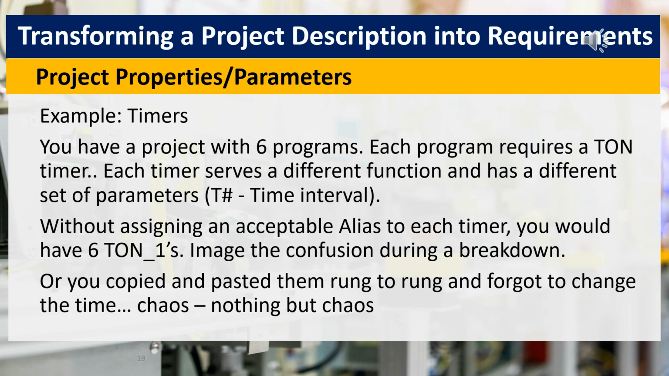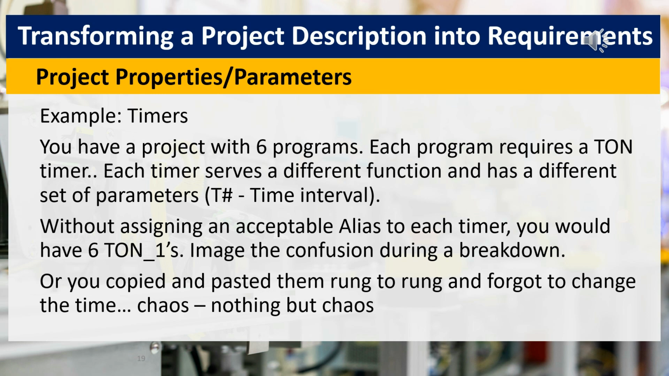Okay, let's take an example of why we need to record these parameters. Take a look at some timers. You have a project with 6 programs. Each program requires a TON timer. Each timer serves a different function and has a different set of parameters. They all have different time intervals. Without assigning an acceptable alias to each timer, you would have 6 TON_1s. Imagine the confusion during a breakdown.